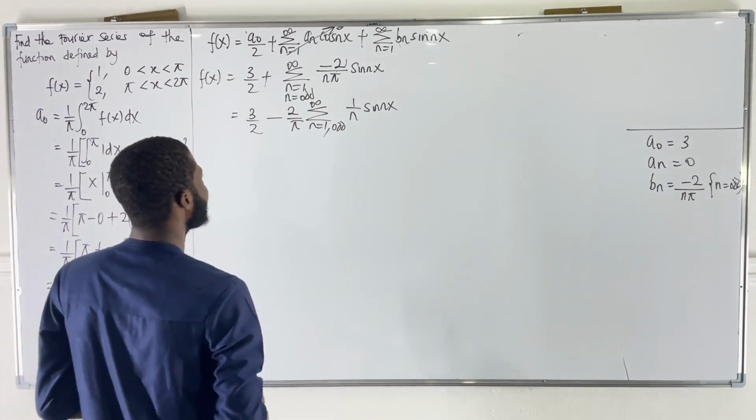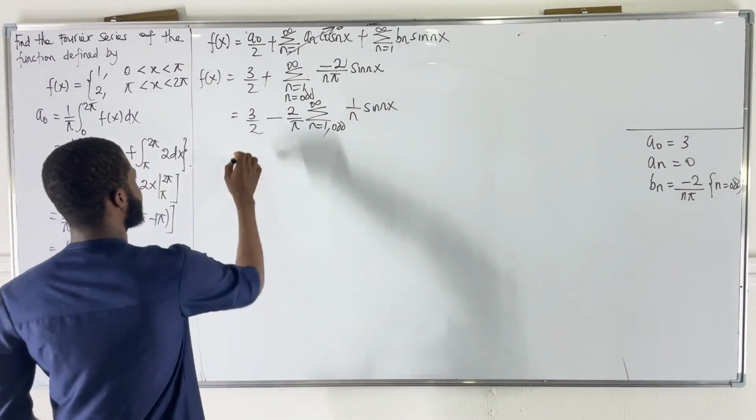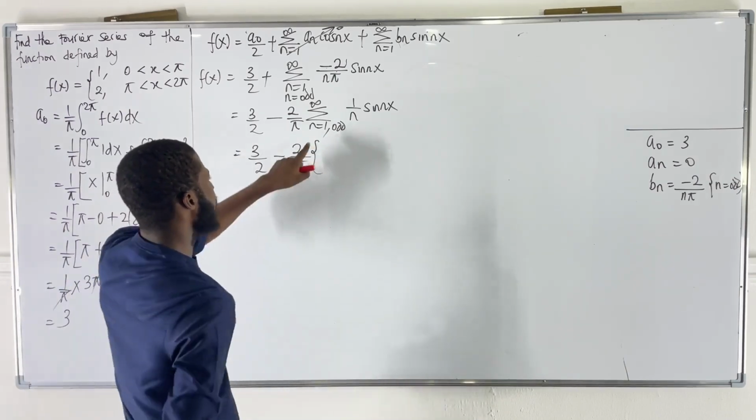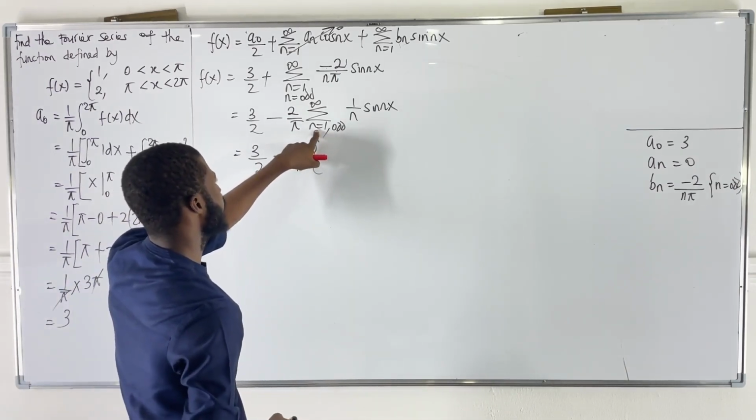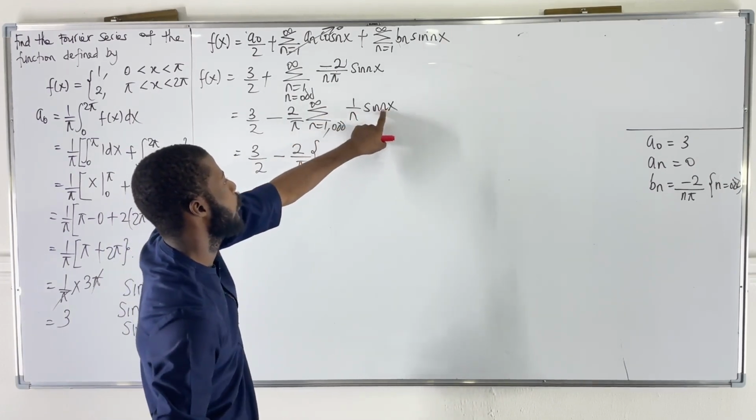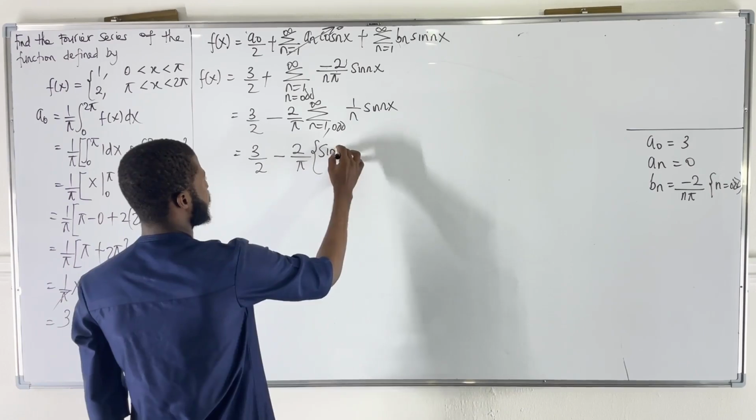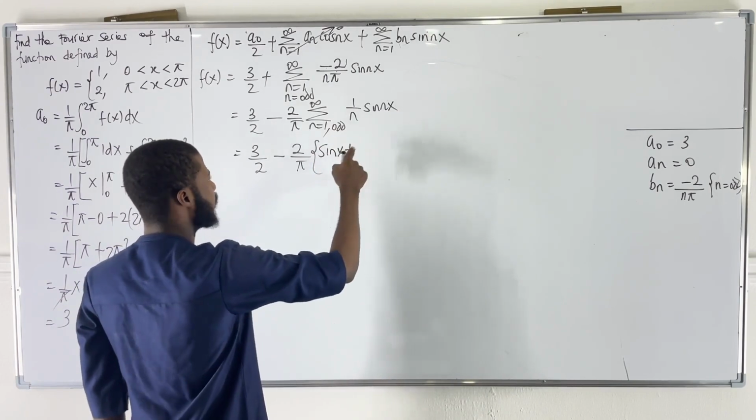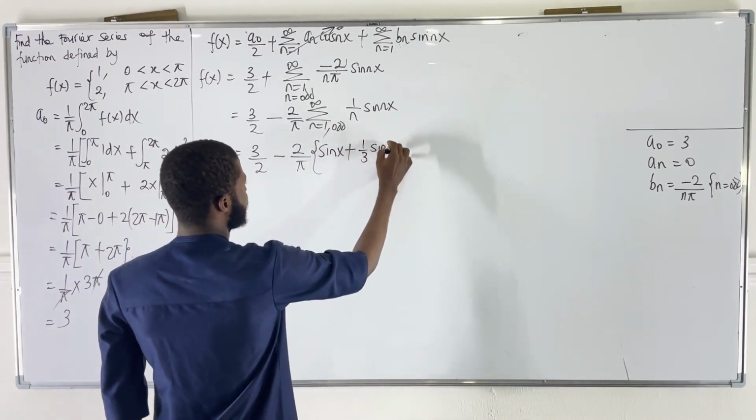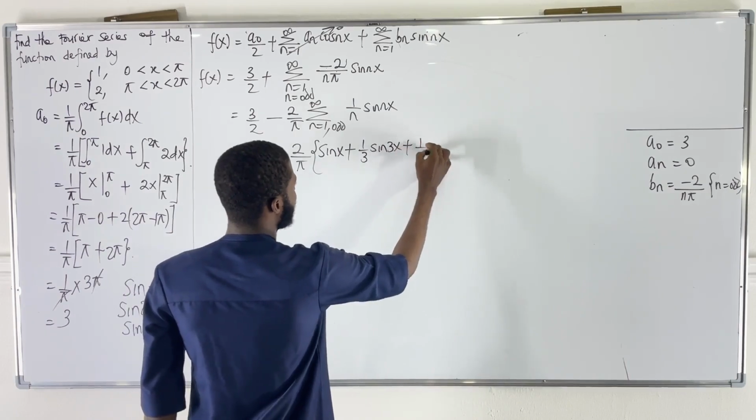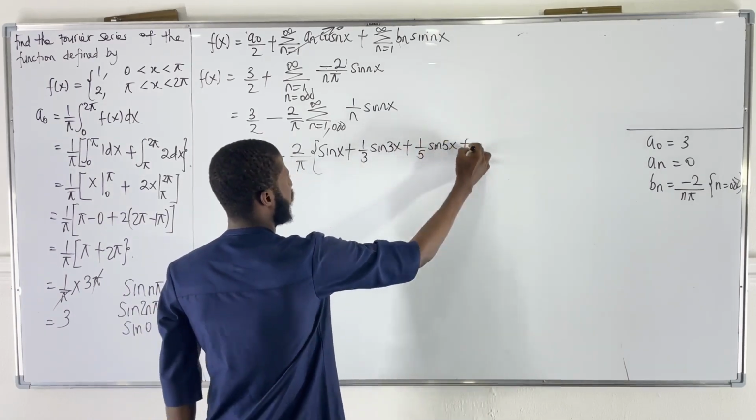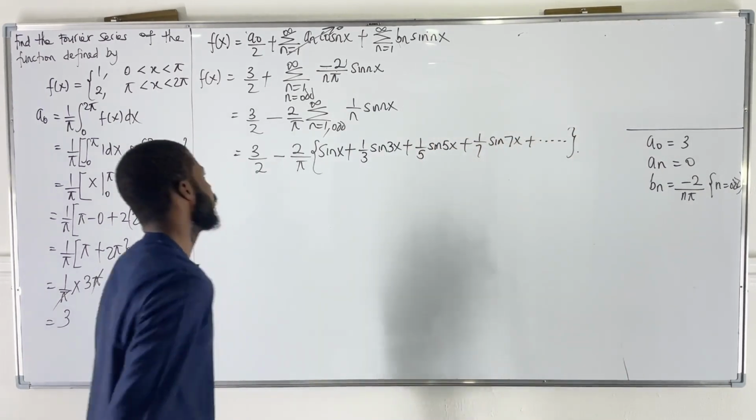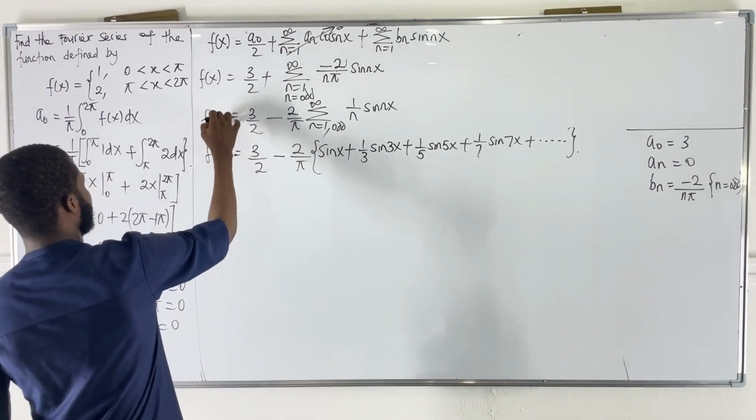Okay, so anywhere I see n, I'm going to be putting some numbers. So this is 3 over 2 minus 2 over pi. Now let me start with n equal to 1. If n is 1, this will just be 1 over 1 sine 1x, which is basically sine x. Then next will be 3. I did not say 2 because 2 is not odd. So let's go to 3. So this will be 1 over 3 sine 3x plus 1 over 5 sine 5x plus 1 over 7 sine 7x. And just like that, this is f of x.